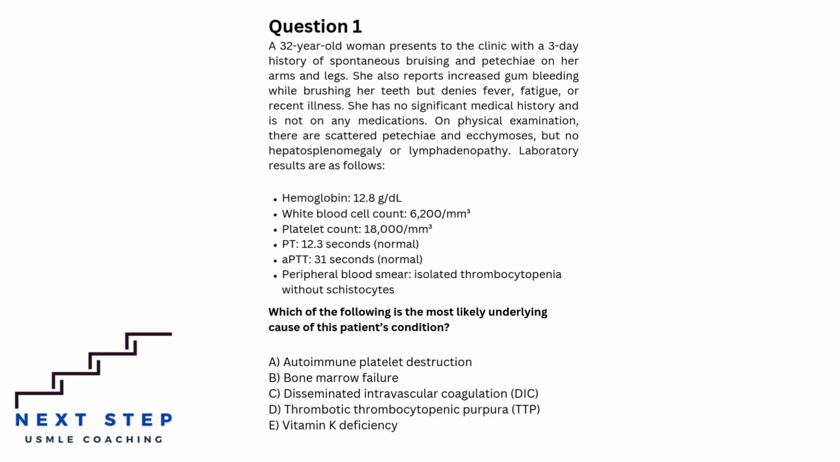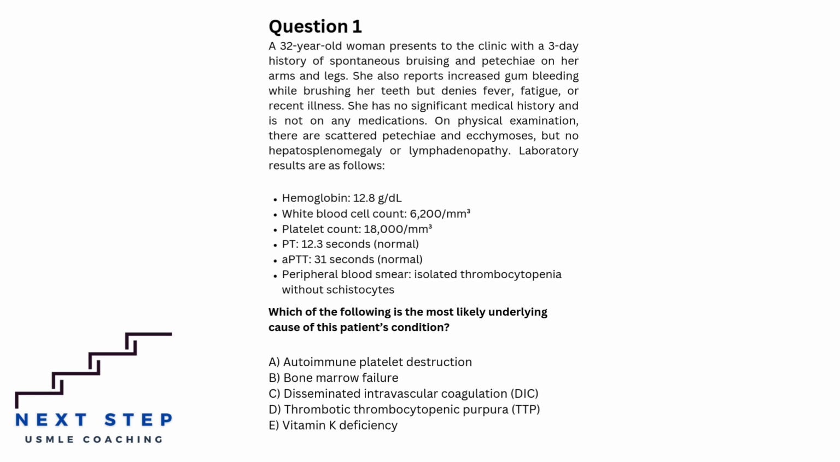Okay, so in DIC, more than likely, we would expect schistocytes. We would also expect fibrin degradation products or fibrin split products or elevated D-dimer, all ways of saying the same thing. We would expect those findings, which are not given here. Okay, moving on to bone marrow failure. Why is this not bone marrow failure?